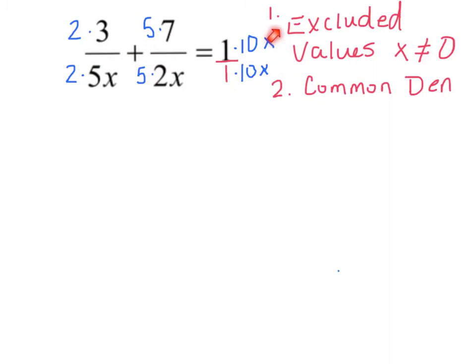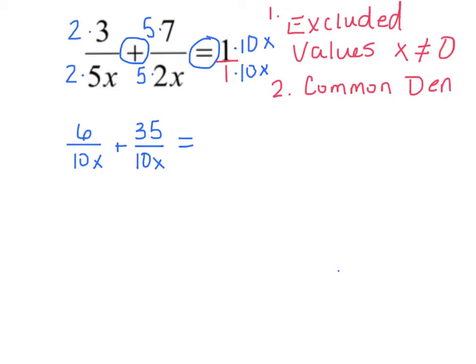Okay, so let's see what our new equation is. We will have 2 times 3 is 6. 2 times 5 is 10x, so we'll have 6 over 10x. Then we've got 5 times 7 is 35, and that's also 10x. And make sure you bring down these important symbols like the plus sign and the equal sign. Those are very important. And then finally I have 1 times 10x is 10x, so 10x over 10x.